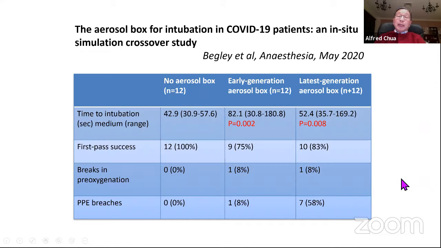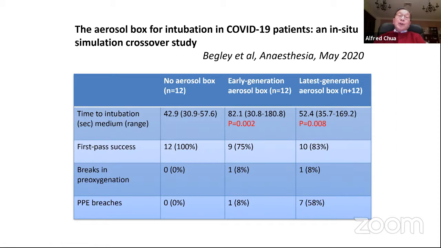All the participants were experienced anaesthetists, 7 to 23 years post graduation. What they measured was the intubation time, from the time they took off the mask to the time they put in the endotracheal tube and first breath was confirmed. With no aerosol box, everything is under a minute, at 42.9 seconds. With the early generation box, it was 82 seconds, and the latest model is a little bit better. But if you look at the range, some of them go over 2 minutes. In a COVID case, the patient can become quite hypoxic after 60 seconds.